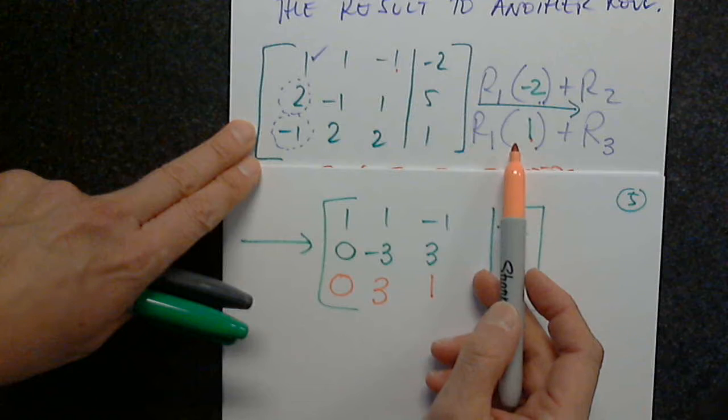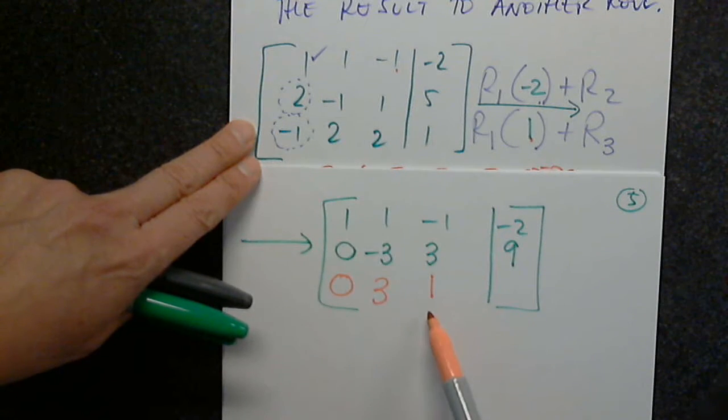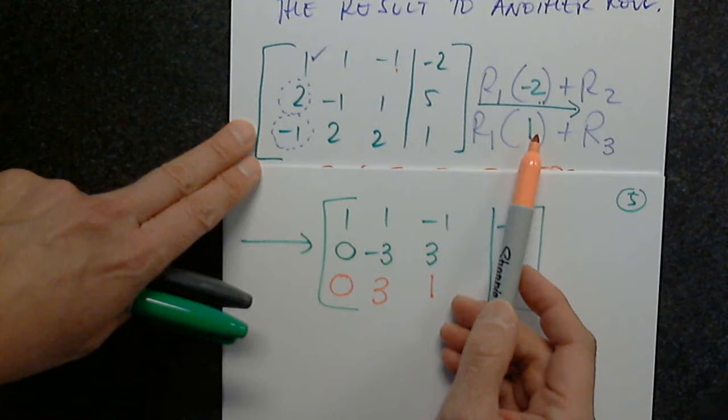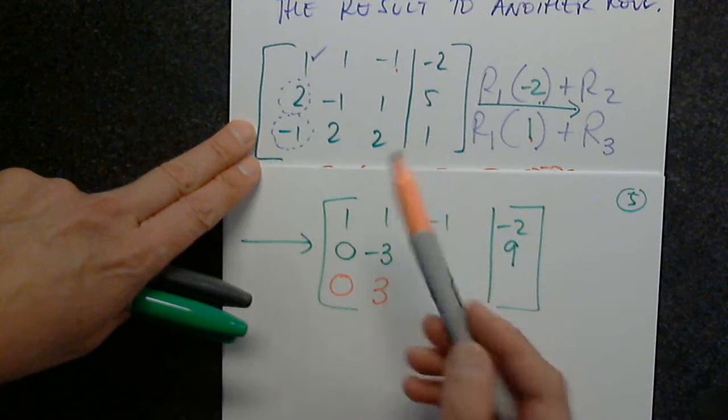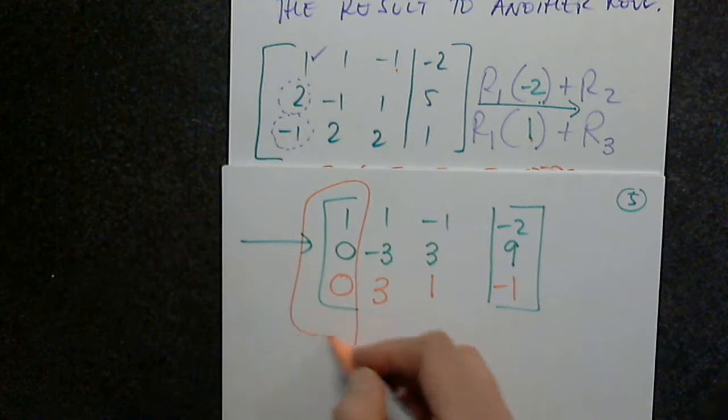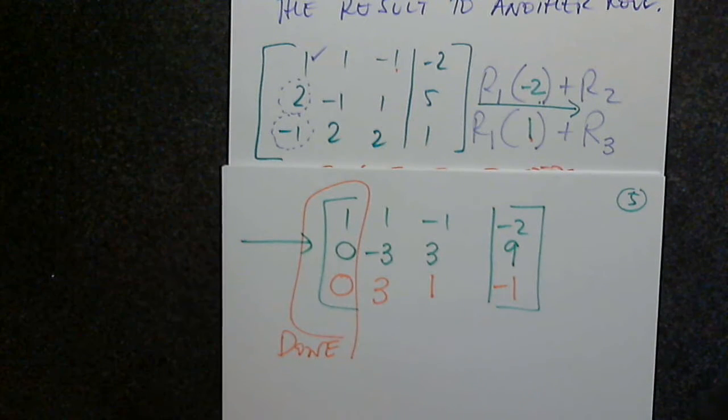Negative 1 times 1 is negative 1. Negative 1 plus 2 is 1. Negative 2 times 1 plus 1, negative 1. That's it. Here's what we accomplished, and no one can change that. If the next step changes the first column, we are in big trouble.